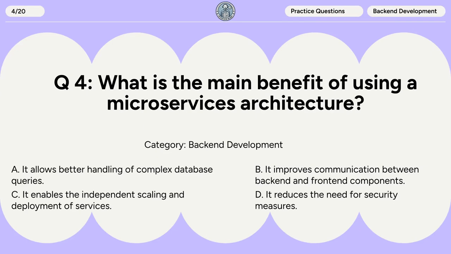Question 4. What is the main benefit of using a microservices architecture? A. It allows better handling of complex database queries. B. It improves communication between backend and front-end components. C. It enables the independent scaling and deployment of services. D. It reduces the need for security measures.